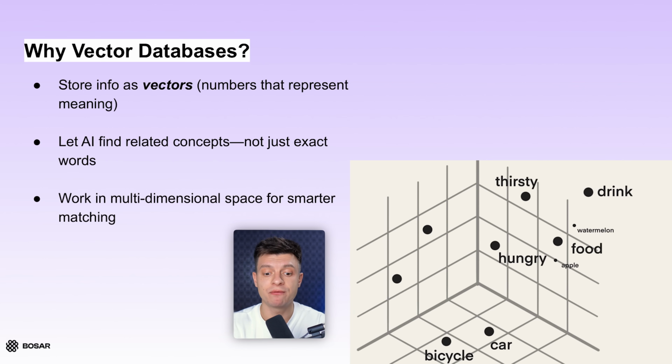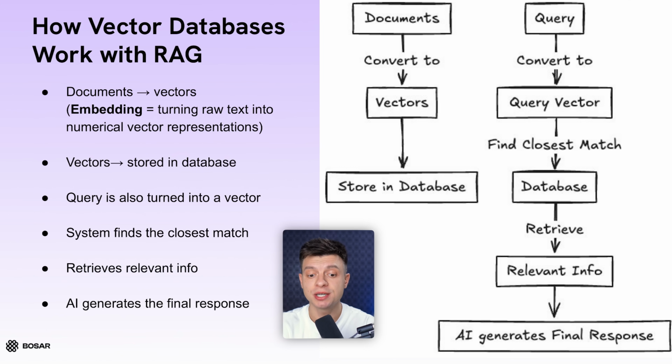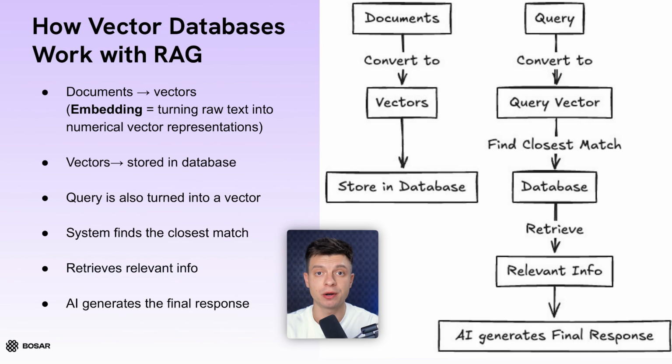Visually, imagine a 3D space like this on the slide, where related concepts live together. So hungry, food, and apple are in one cluster, while car and bicycle are off in a completely different area. So when the AI sees your question, it takes the right zone and pulls the most relevant information, even if the wording is different.